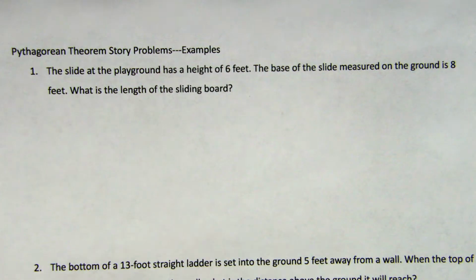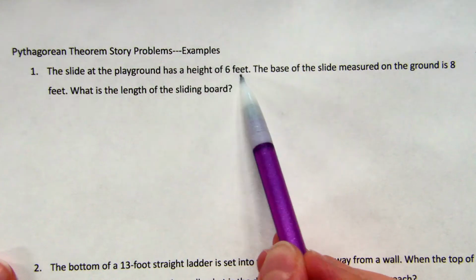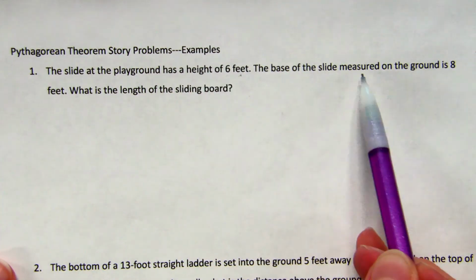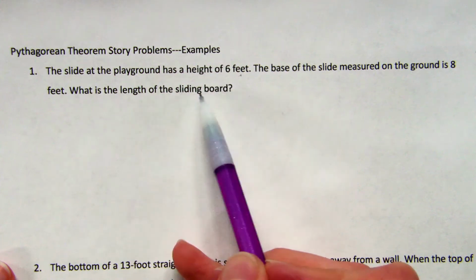All right, Pythagorean theorem story problems. The slide at the playground has a height of 6 feet. The base of the slide measured on the ground is 8 feet. What is the length of the sliding board?